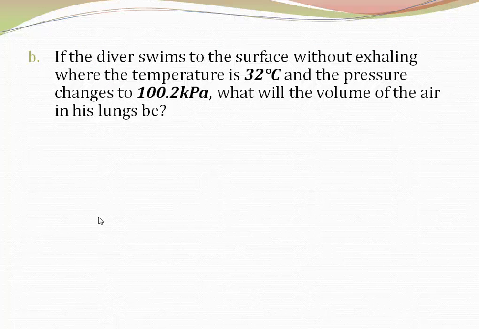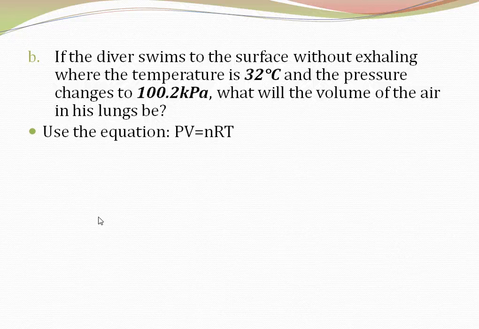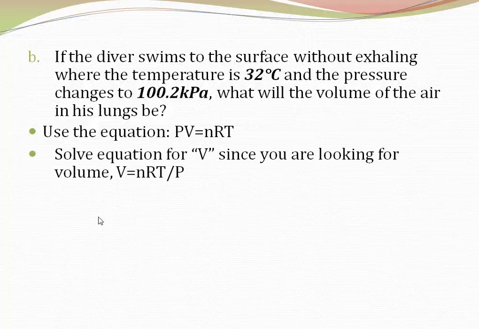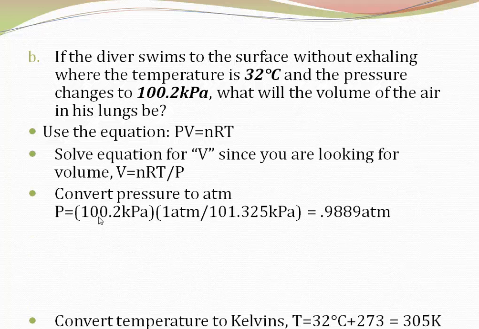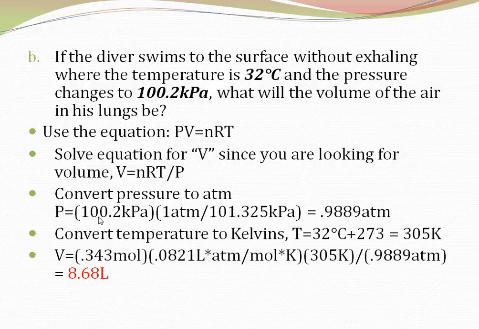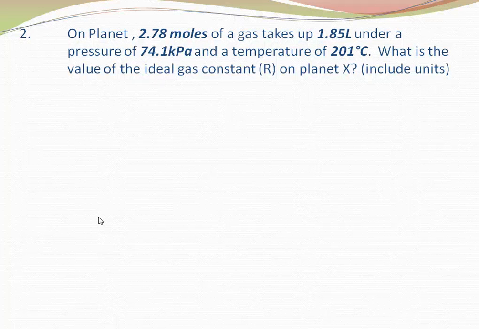The second part of question 1 gives you the temperature and the pressure, and you're looking for the volume. You use the equation PV equals nRT. You solve the equation for V since you're looking for the volume. You convert the pressure to ATM, you convert the temperature to kelvins, and you plug in all your variables, giving you 8.68 liters as your volume.